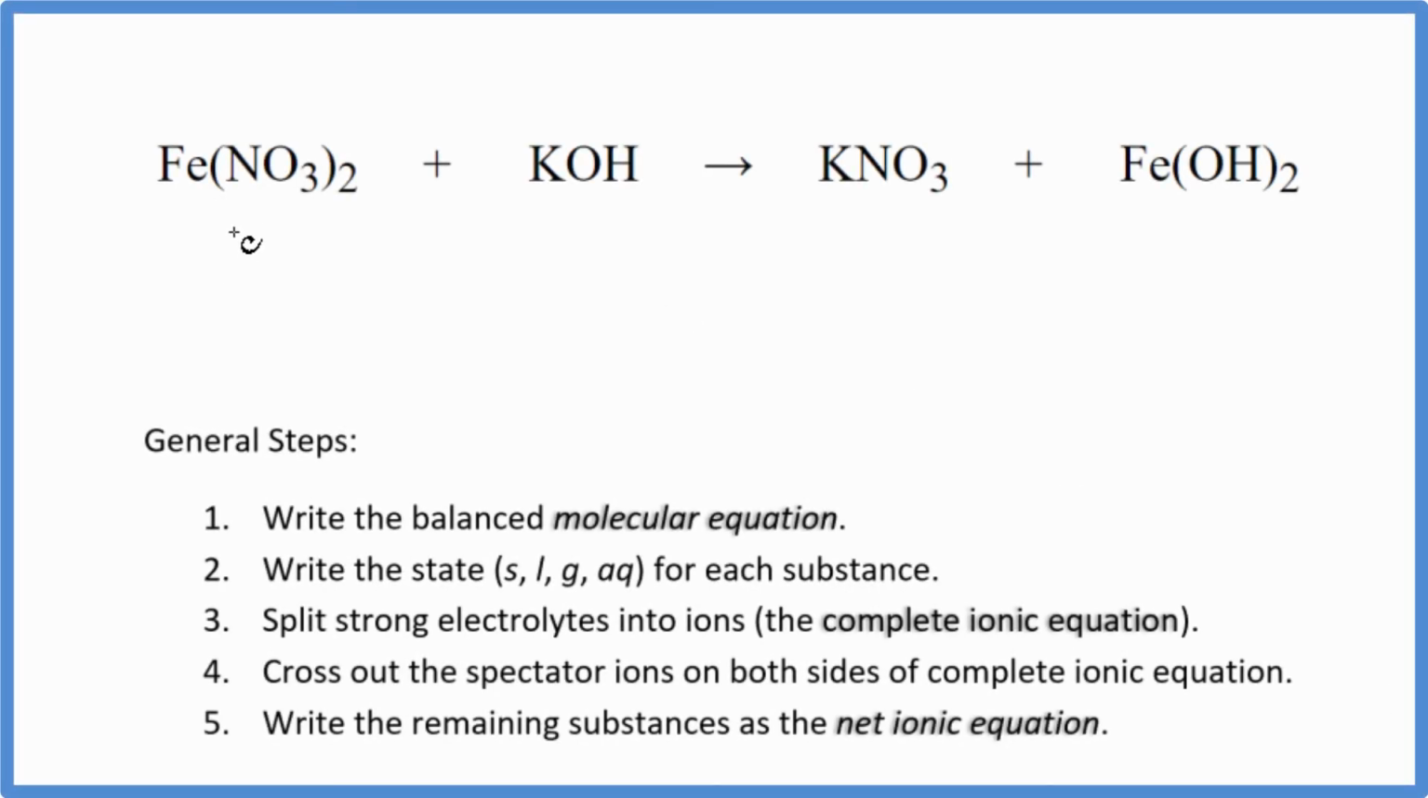In this video, we'll write the net ionic equation for Fe(NO3)2 plus KOH. This is iron(II) nitrate plus potassium hydroxide. So first, we need to balance the molecular equation.